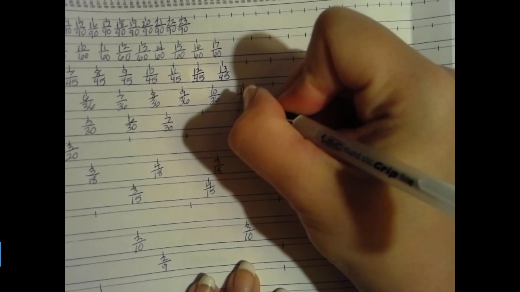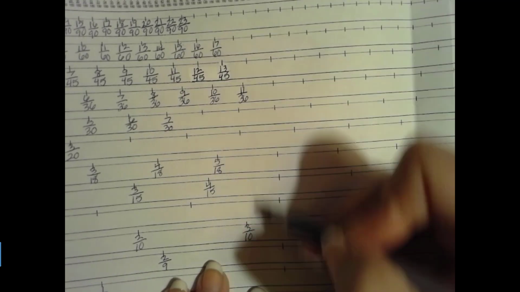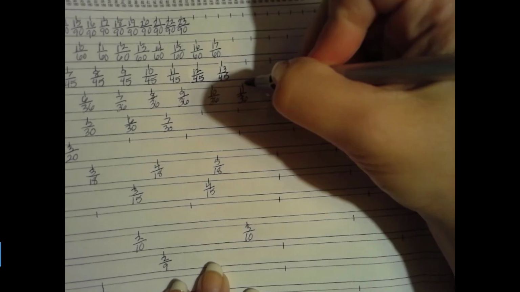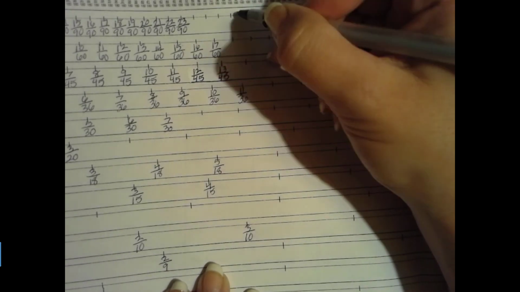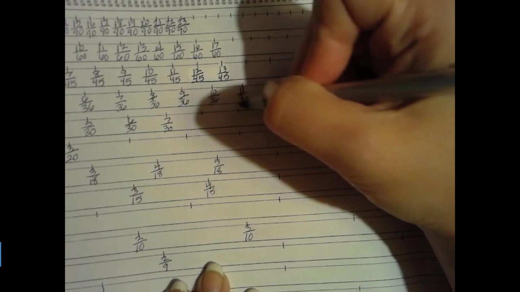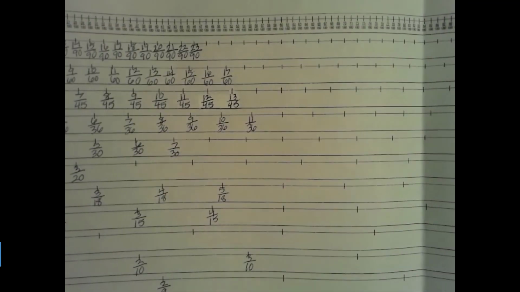And then today is 11/36. There are no lines lined up below it. Just have the one above it. So that's our equivalent fraction in lowest terms, or simplest form.